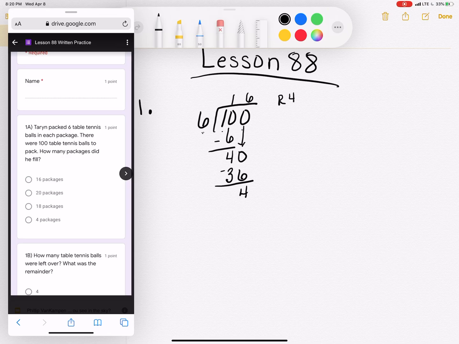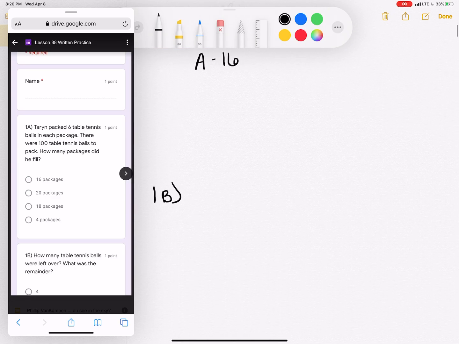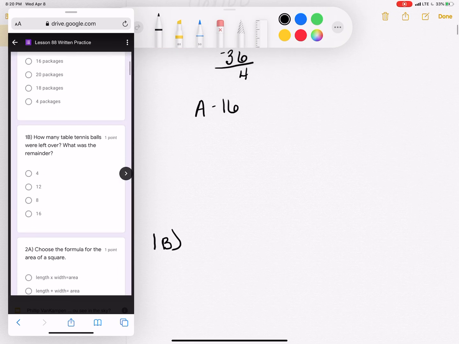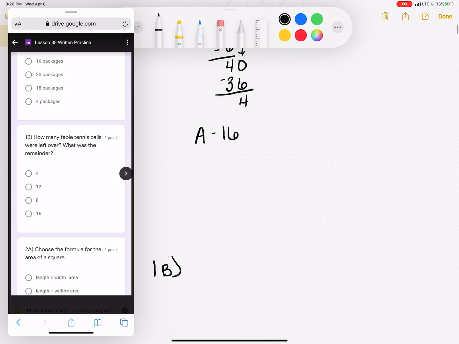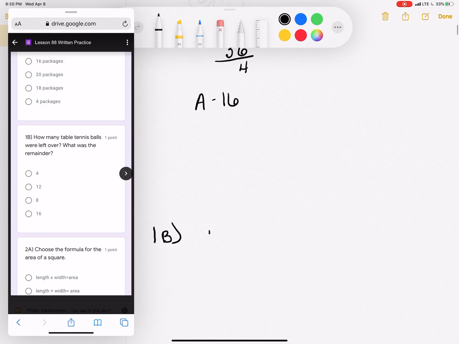So how many packages did he fill all the way? How many packages did he fill completely? He has 16 complete groups of 6 with 4 left over. So the answer to 1A is 16. 1B, how many table tennis balls were left over? The remainder is the answer to 1B, which is a remainder of 4 tennis balls.